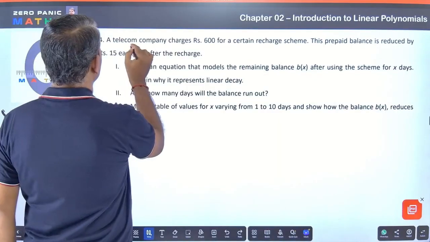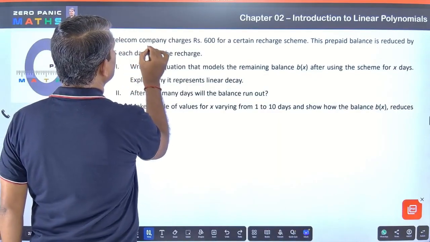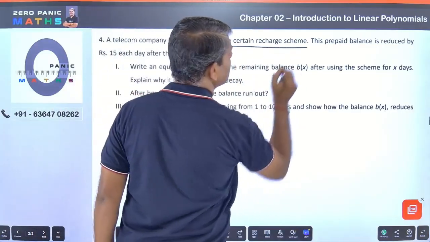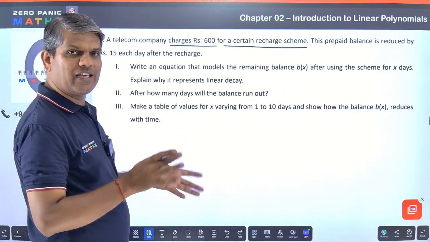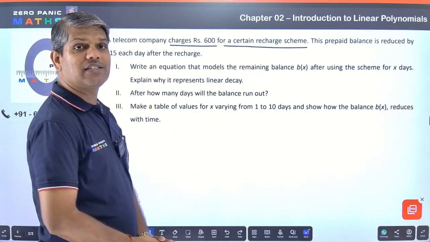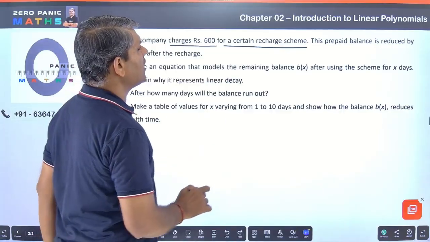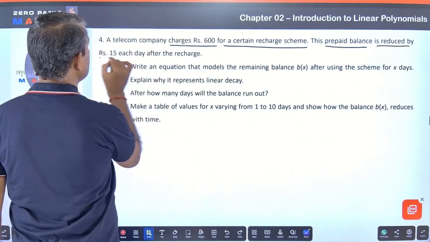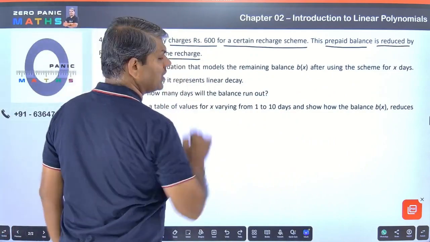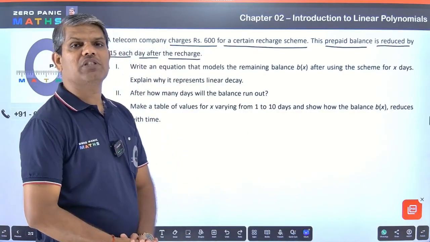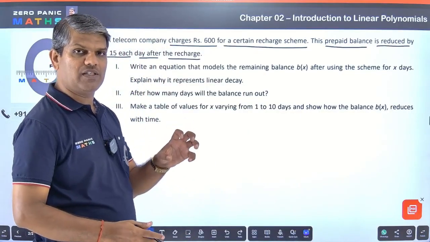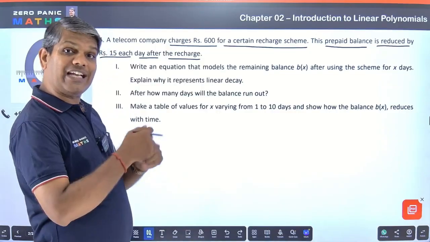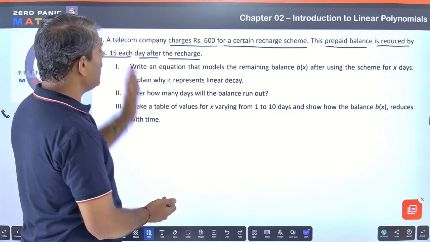Fourth problem. Okay, so read it carefully. The telecom company charges rupees 600 for a certain recharge scheme. Assume that there is a mobile recharge scheme and they are charging 600 rupees for that recharge scheme. And this prepaid balance is reduced by rupees 15 each day after the recharge. So the information given is that if you recharge 600 rupees, every day there will be a deduction of 15 rupees from that 600 rupees. That is what the first line says.